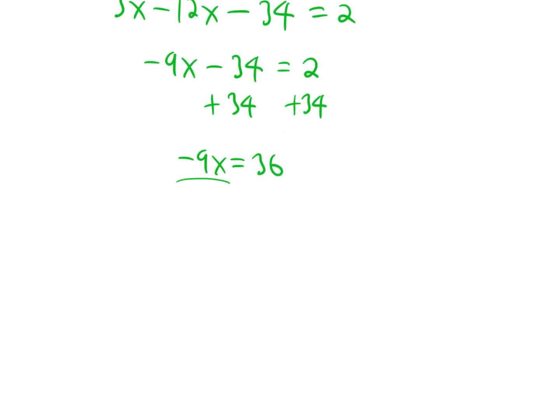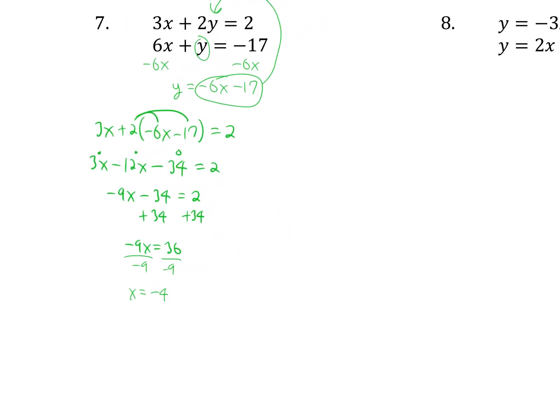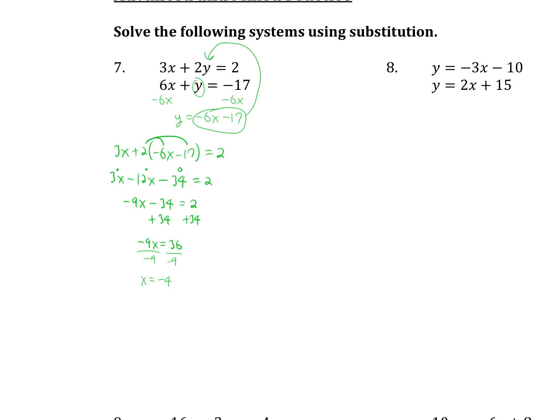Solve to get x by itself, divide by negative 9. So we get x equals what? Negative 4. Are we done? We are not. We got to solve for y here. Now, the nice thing is if you get y by itself, you can actually plug into that equation you solved for, too. So I'm going to plug into there, make it a little bit easier.